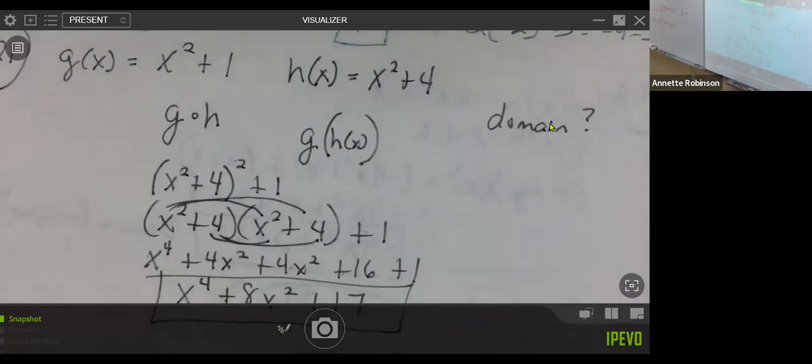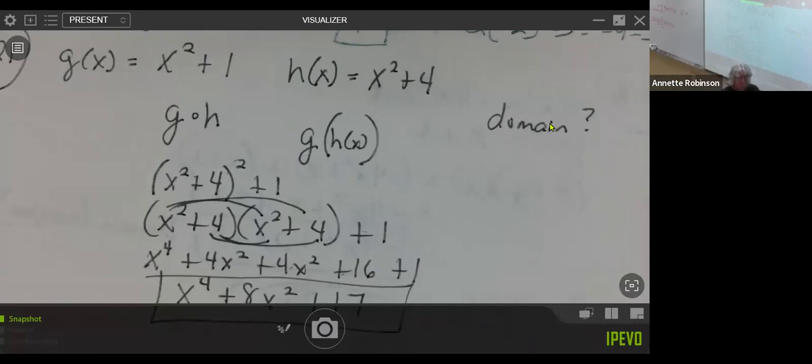You are plugging in, plug it in. You're taking one function and you're plugging it into the other. So you can get it. Okay, folks, did we end up with a fraction? Did we end up with a root? Then do we have any restrictions? Then all real numbers are the domain.